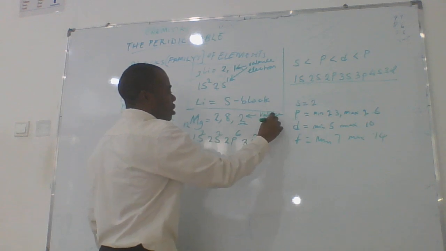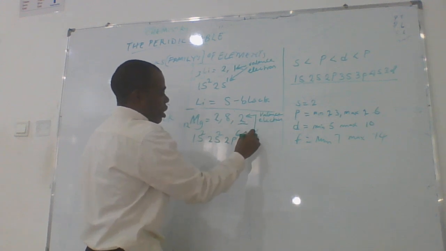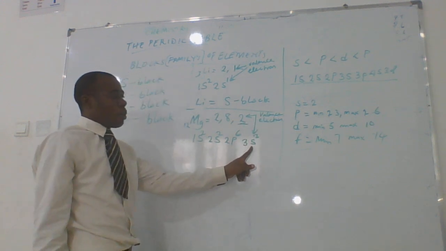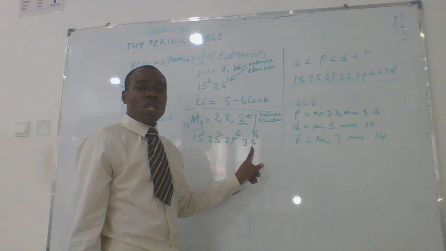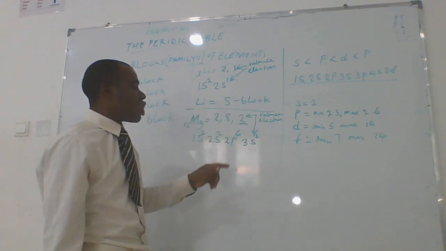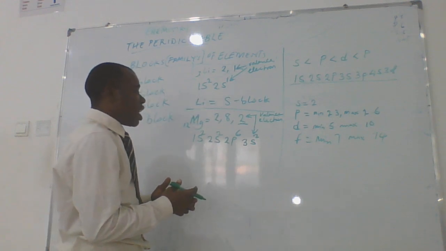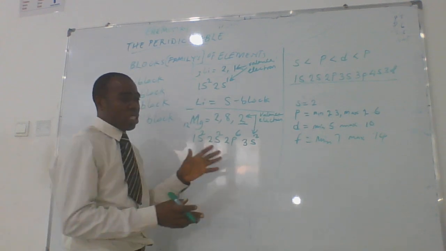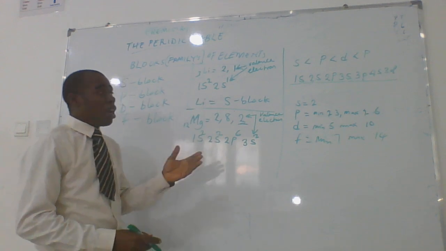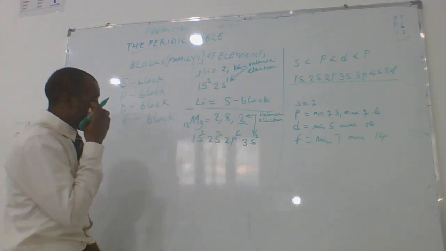Valence electron is on the S orbital. So because the valence electron falls on the S orbital, we say that magnesium belongs to the S block family, the S block element. So that is it. In the last example, let's take any one, like potassium. Take potassium for instance.